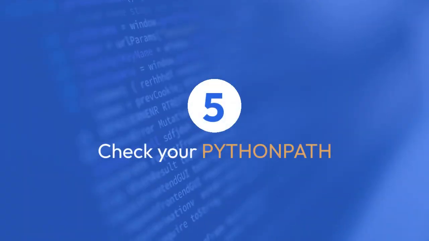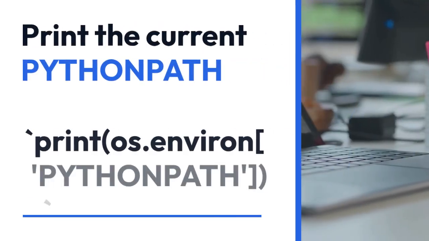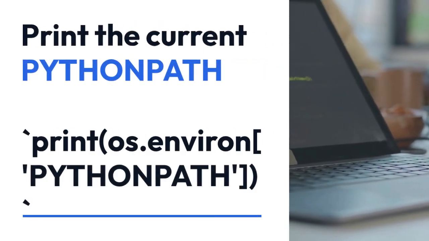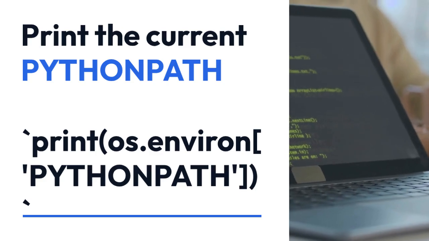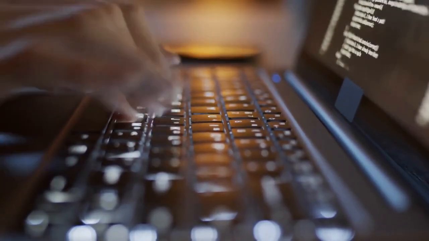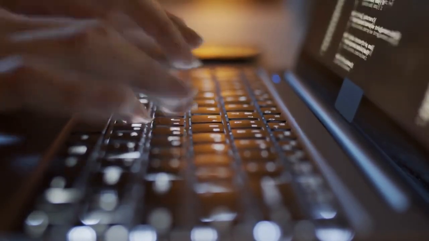5. Check your Python path. The PYTHONPATH environment variable tells Python where to look for modules. If PyYAML is installed but not in a directory listed in your Python path, Python won't find it. You can print the current Python path by running print(os.environ['PYTHONPATH']) in your Python script. Import os first. If the path to your PyYAML installation isn't included, you might need to add it, but virtual environments are a far cleaner way to manage this.